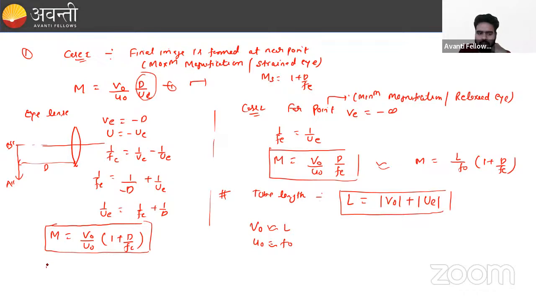In previous JEE, I think in JEE 2021, this type of problem is asked where v naught and u naught are not given, and suppose the length of the tube is given and you have to calculate the magnification. Then we have to be very careful about that. We can use L upon f naught times (1 plus D by fe). In this case, this is the case of maximum magnification, and in this case, D upon fe. Correct, guys? So in this manner, we can study all the cases of the compound microscope.